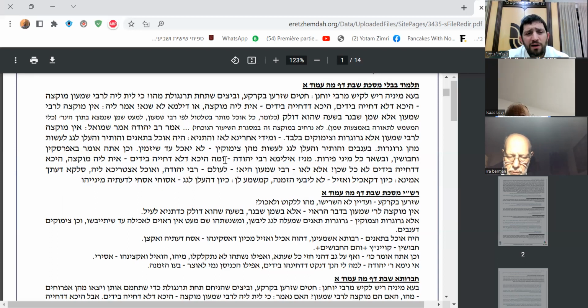והתניא היה אוכל בתאנים והותיר ואילן לגג לעשות מהן גורגות, בענבים והותיר ואילן לגג לעשות מהן צימוקין, לא יאכל עד שיזמין. Which sounds like if I put the grapes up there, I'm not allowed to eat them on Shabbat unless I say on Friday, I see they're about to be ready or whatever, or you stipulate before Shabbat, since they're still edible, I will eat them on Shabbat. Meaning this isn't a date and grape thing.